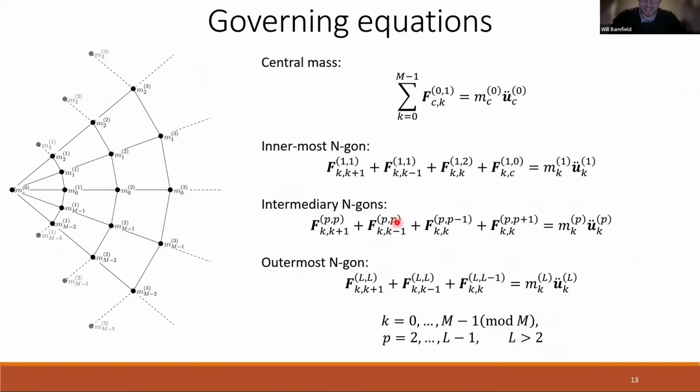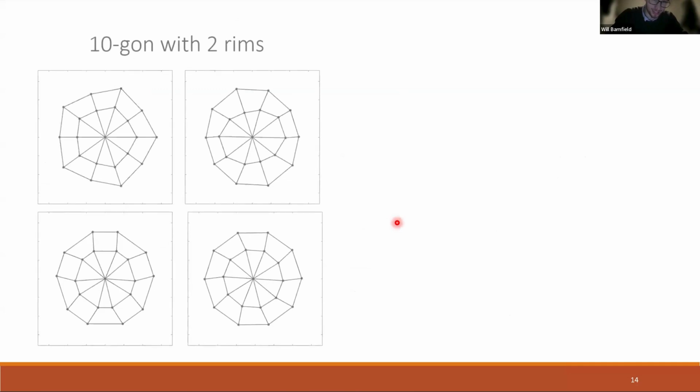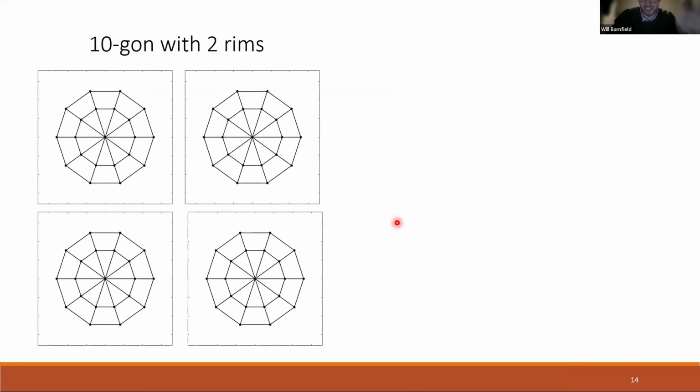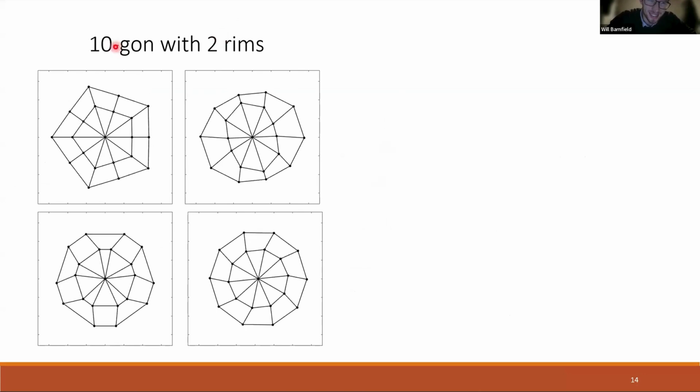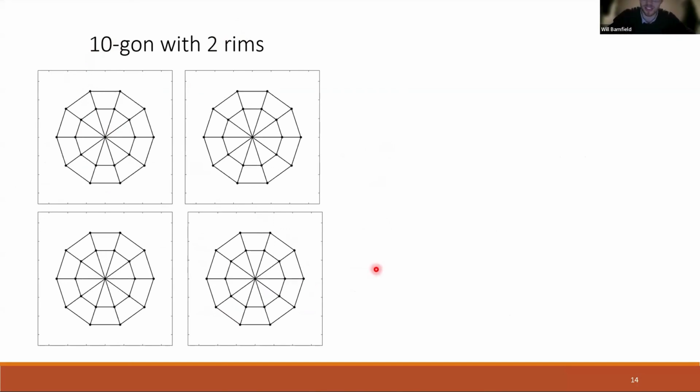So again, we can set this up in the same way, find a stiffness matrix, set up a mass matrix, solve an eigenvalue problem, and we can look at some modes. So first I have the modes for the N-gon with 2 rims. These are just a few examples. There's many, many more to choose from. So we have these radial modes again, these rigid body translations and rotations. These resemble what we've already seen.